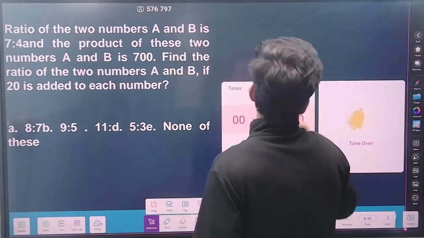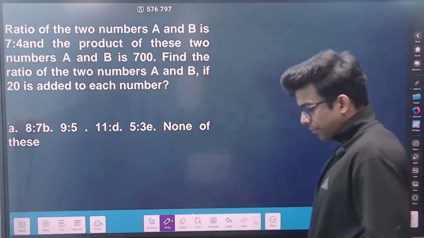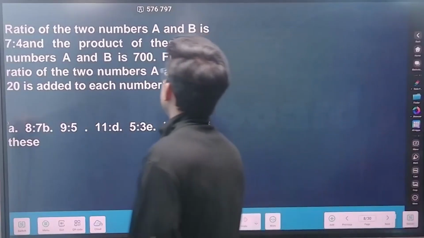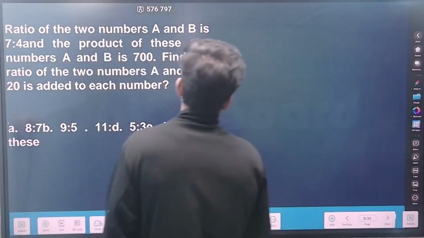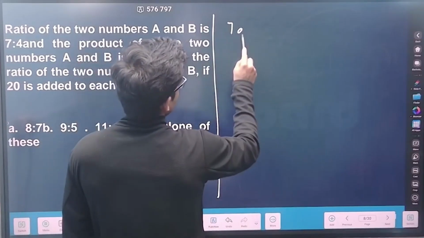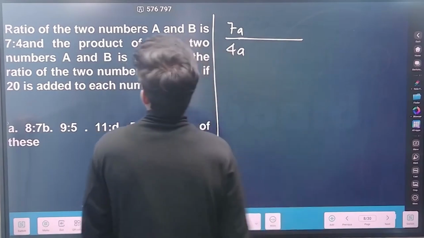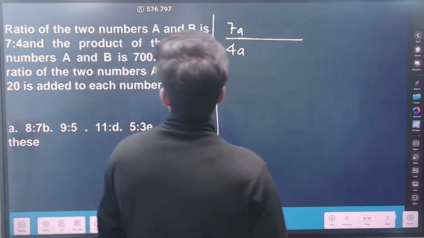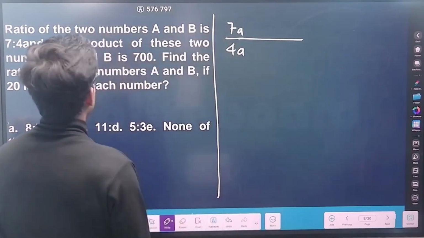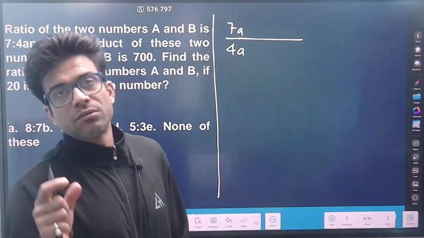So if time is up, how can we solve it? See the problem here. The ratio of the two numbers A and B is 7 and 4. I'll draw a line and say the ratio would be 7A by 4A. And the product of these two numbers A and B is 700. So what is the product? Try to get this logic.